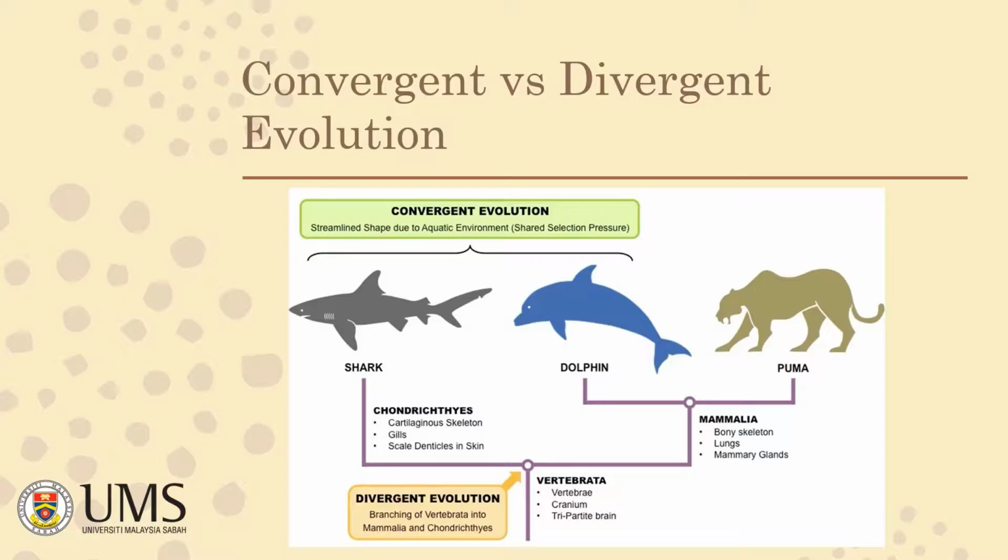This dolphin, they have lungs. Puma, they have lungs. Then they have a bony skeleton. Here, the shark, they have gills and a cartilaginous skeleton, not a bony skeleton. So the shark here is put as fish, the dolphin here is put as mammal. This shark and dolphin are considered what we call convergent evolution.